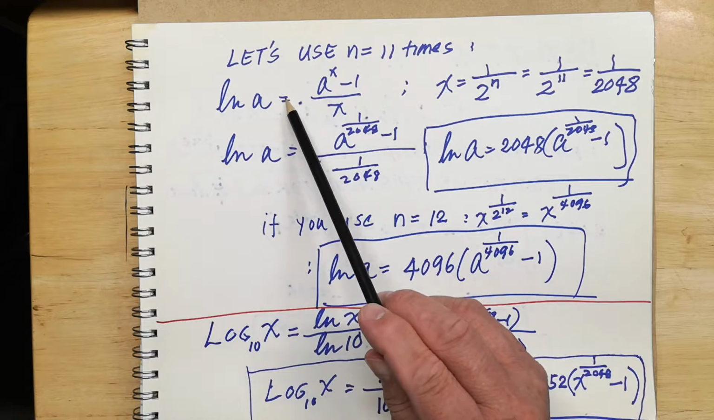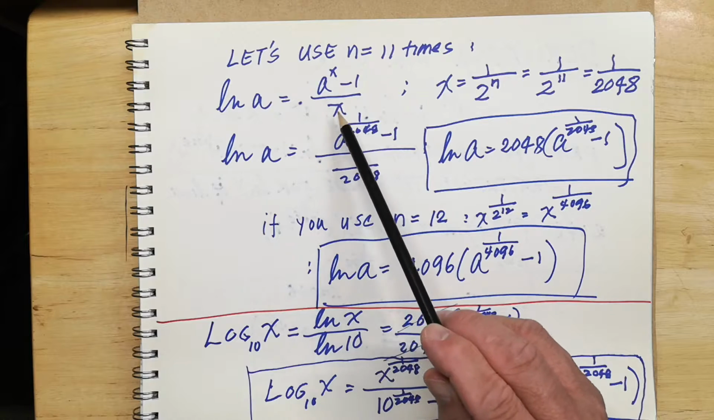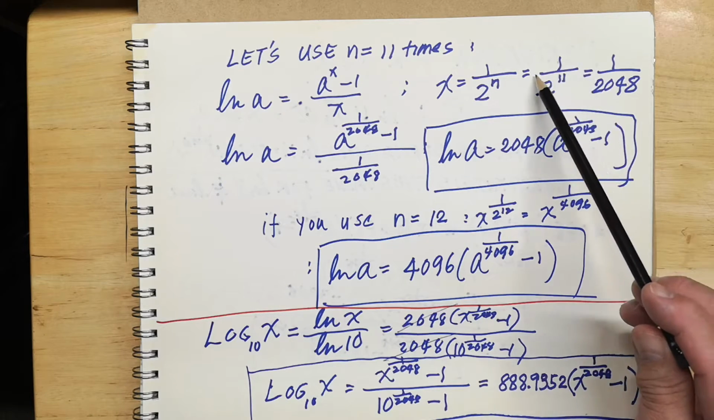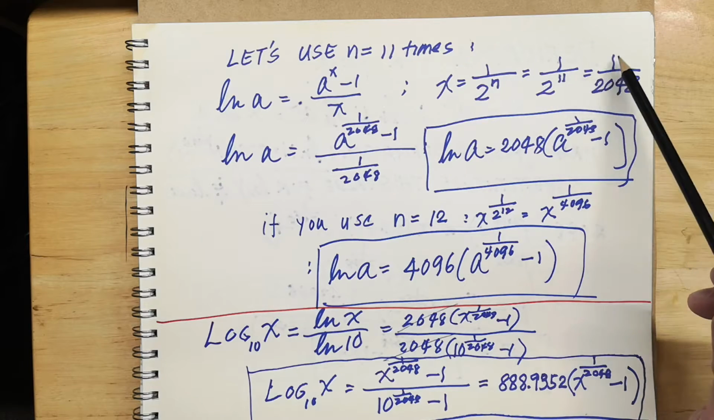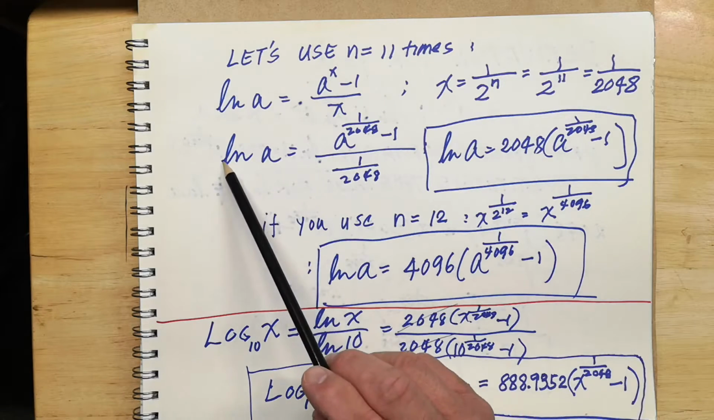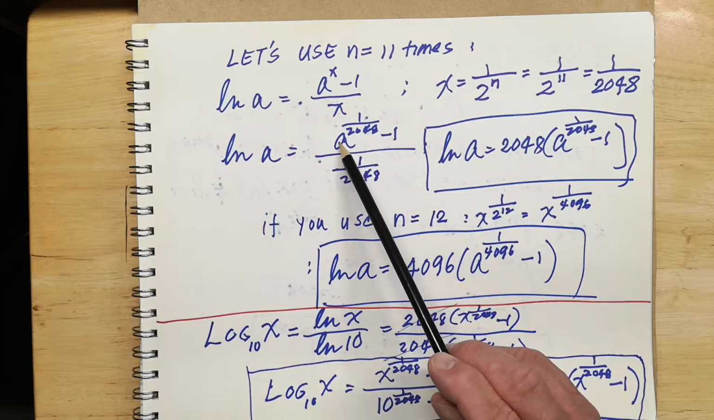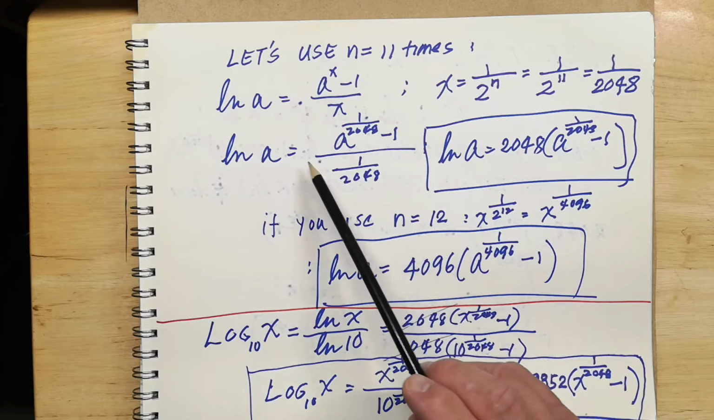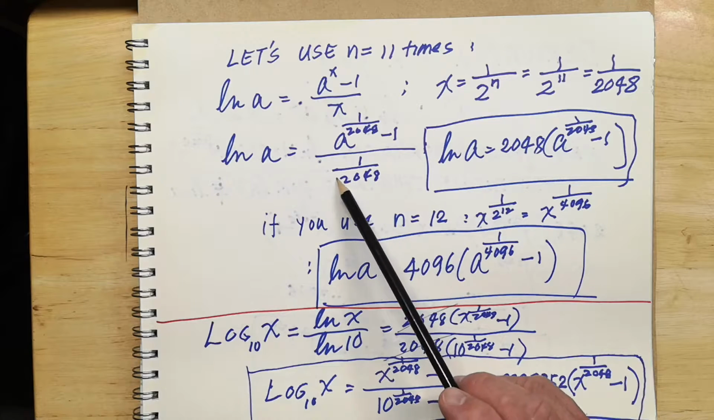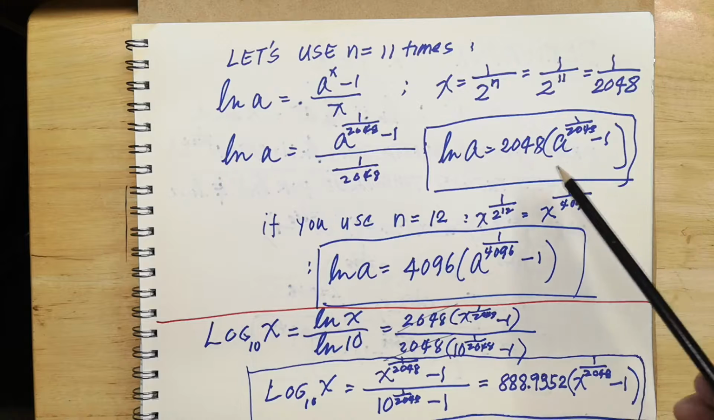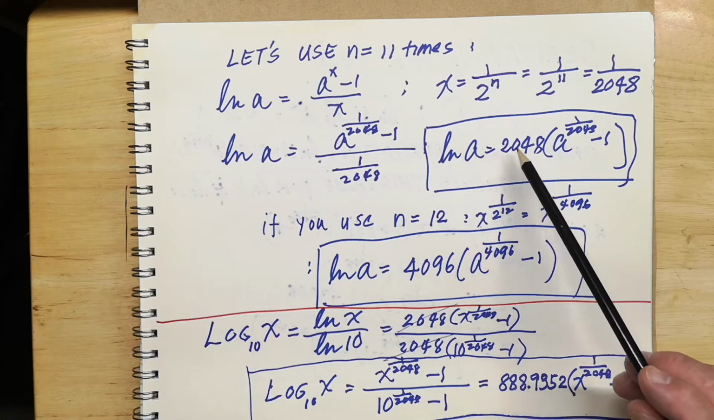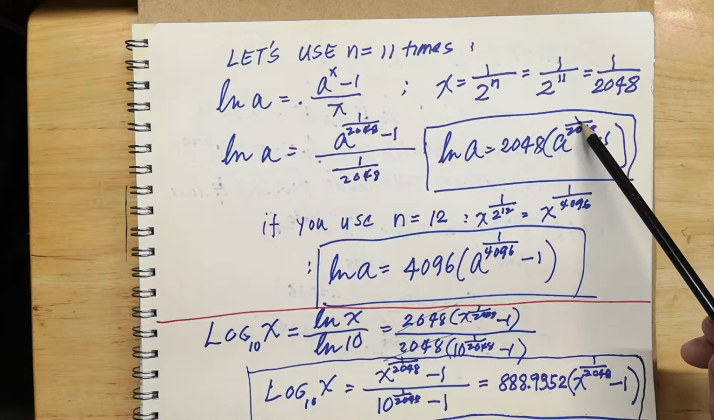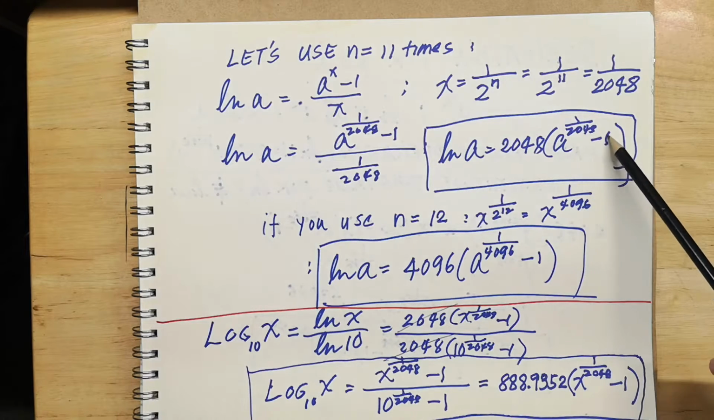ln of a therefore equals a to the x minus 1 over x. If x is equal to 1 over 2 to the n, or 1 over 2 to the 11, or equal to 1 over 2048, then ln of a equals a raised to the 1 over 2048 minus 1 divided by 1 over 2048. Therefore, ln of a equals 2048 times a raised to the 1 over 2048 minus 1.